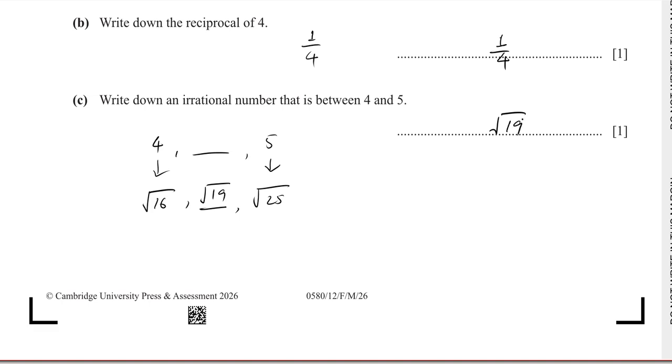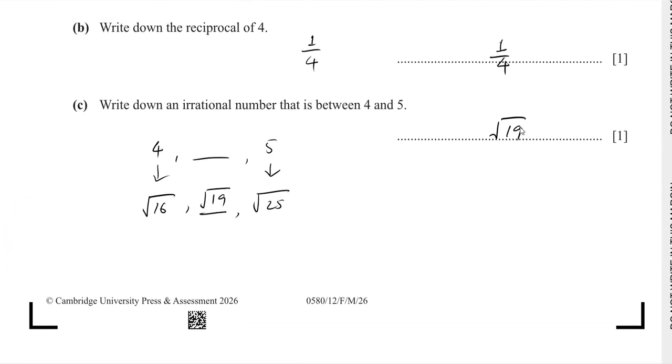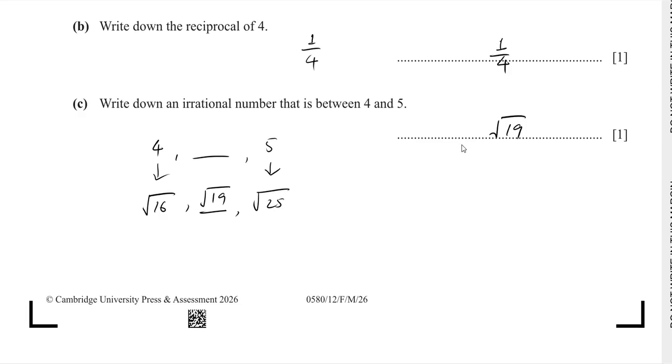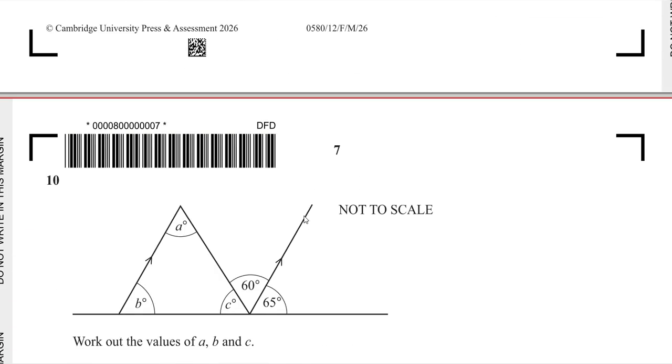Square root of 19. You can actually write any other numbers like 18, 20, 17, 21, or any other numbers that are irrational in between root 16 and root 25.